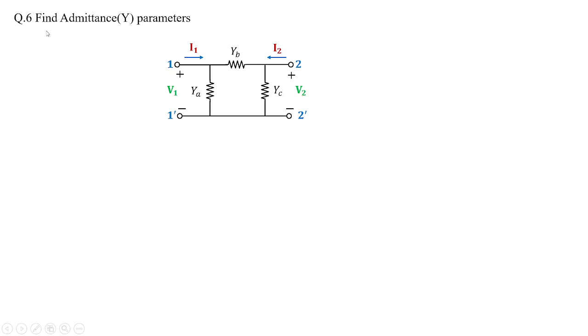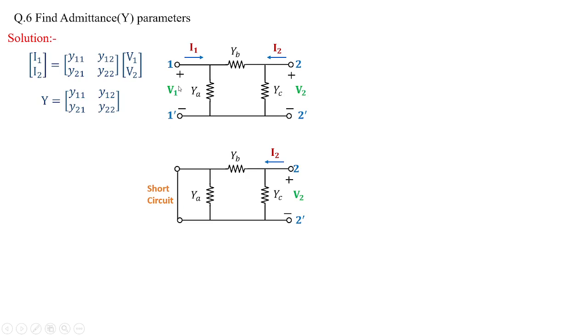Now the next question, which is very interesting here, we need to find out the admittance parameters, and the network is shown in the type of pi, where you have YA, YB and YC. So how to solve this? The standard notation for admittance parameters is given by this equation. Now I'll short circuit this port 1 dash, and the source will be V2 supplying the current I2.